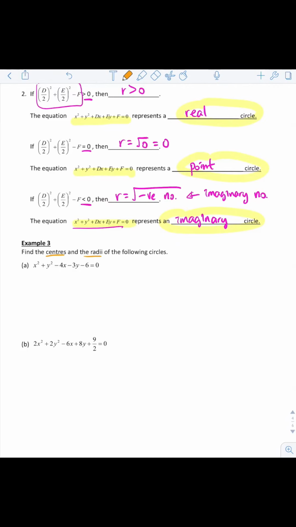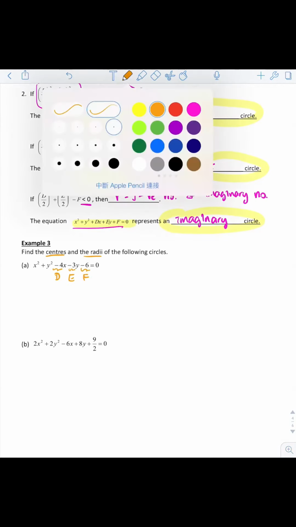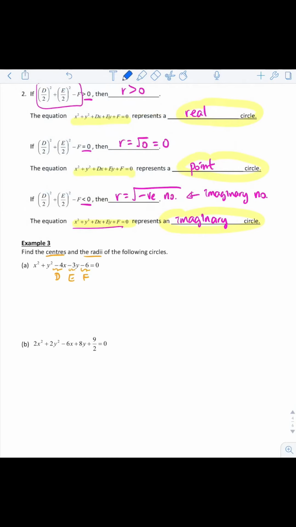in general form. First, we have to find D, E, F, the three constants correctly. For this one, it's easy. This is D, this is E, and this is F. So, by using the formula, we can directly write center equal D over -2 and E over -2.